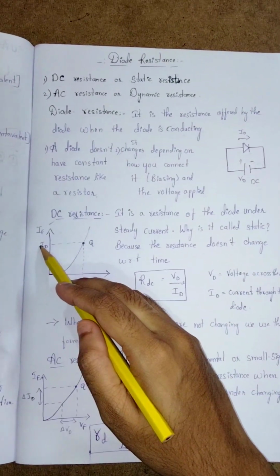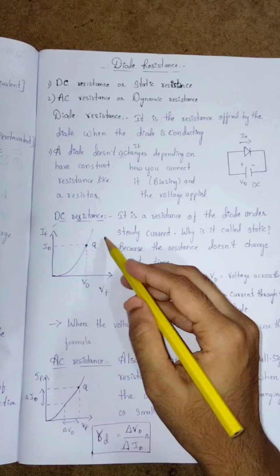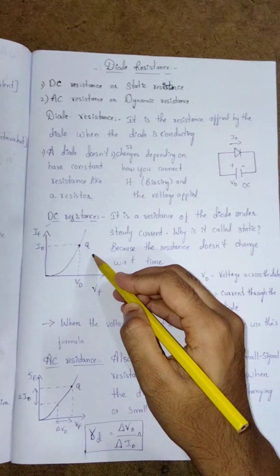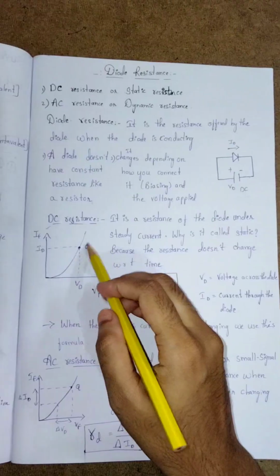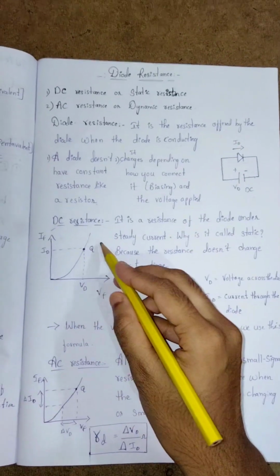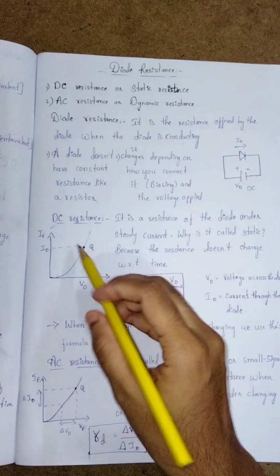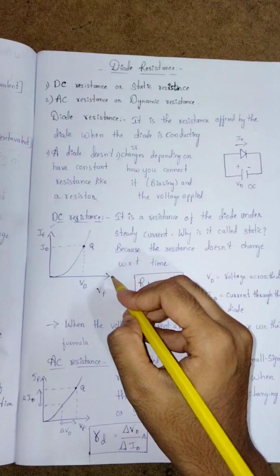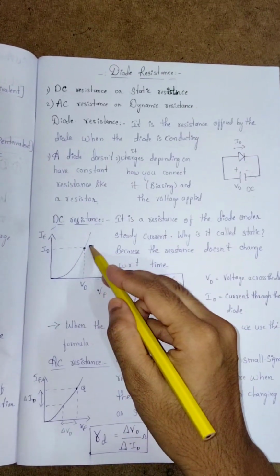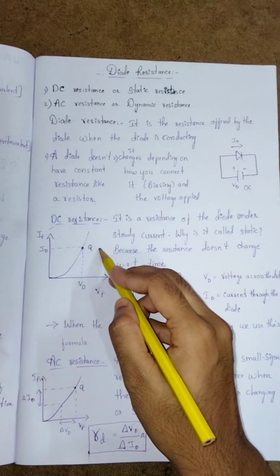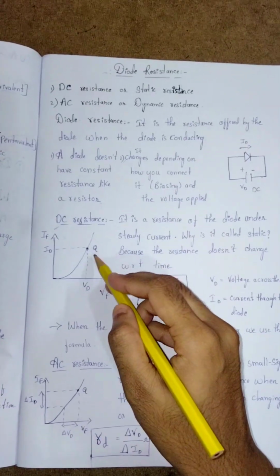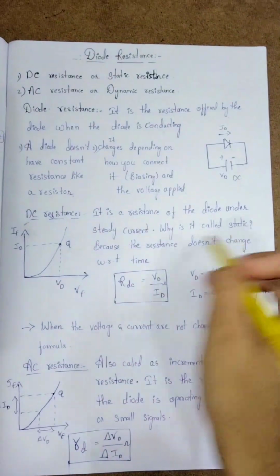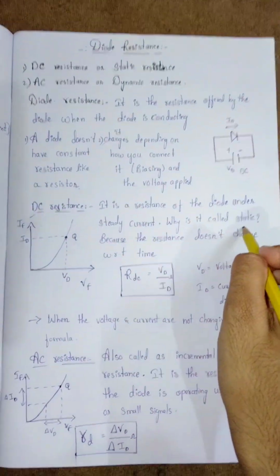At that point, you can see here we have an operating point which is Q, which is not changing here. It is fixed because of this VD, and we are getting this much ID because of this VD. As the point is fixed here, we get the resistance only at this point. So this is called a static resistance or a DC resistance, because the resistance does not change with respect to time.